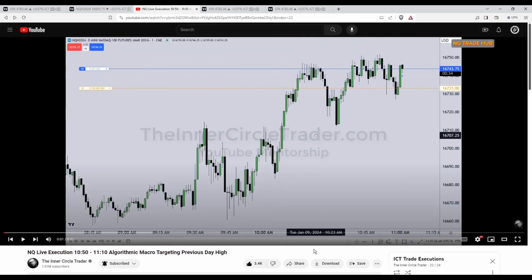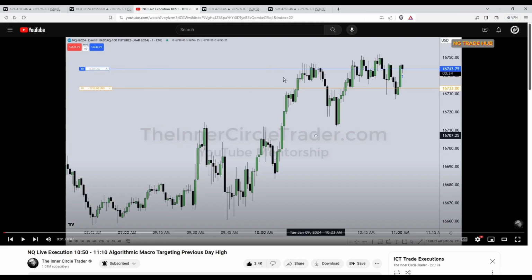I have looked at pretty much every single ICT trade. I've done this for the last 9 months, just really trying to figure out what ICT is trading. Because sometimes you look at this and you're like, whoa, there's no 2022 model there. And with my mind, I kind of need to understand what he's doing. Just that OCD. So we have the NQ execution 1050 to 1110 macro.